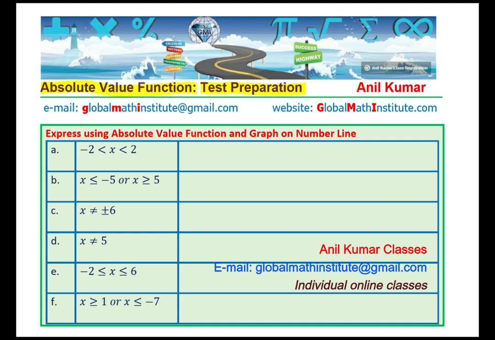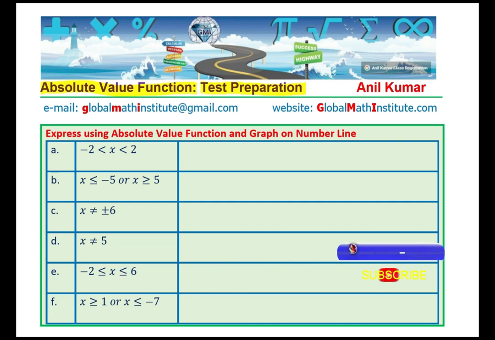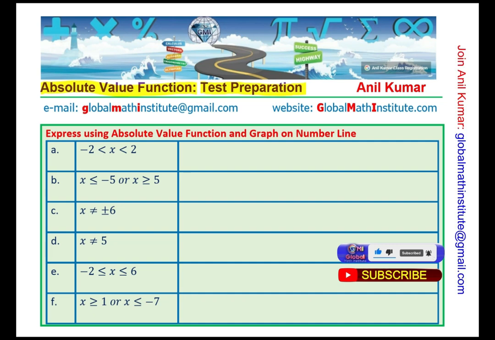Express using absolute value function and graph on a number line. So we have 6 examples here. The very first one, x is between minus 2 and 2. X is less than or equal to minus 5 or x greater than or equal to 5. X not equal to plus minus 6. X not equal to 5. X is greater than or equal to minus 2 but less than or equal to 6. And x greater than or equal to 1 or x less than or equal to minus 7.